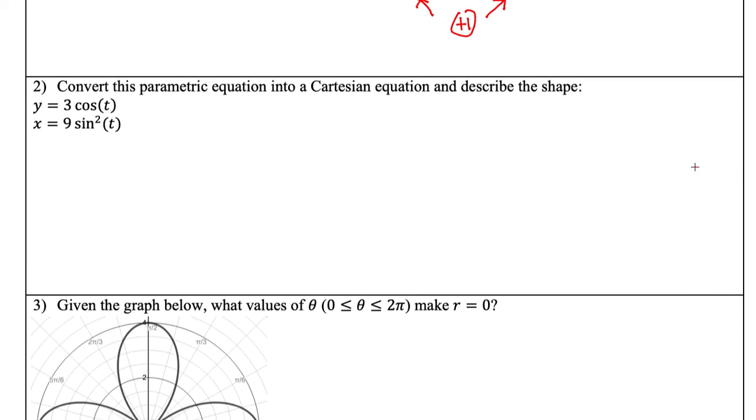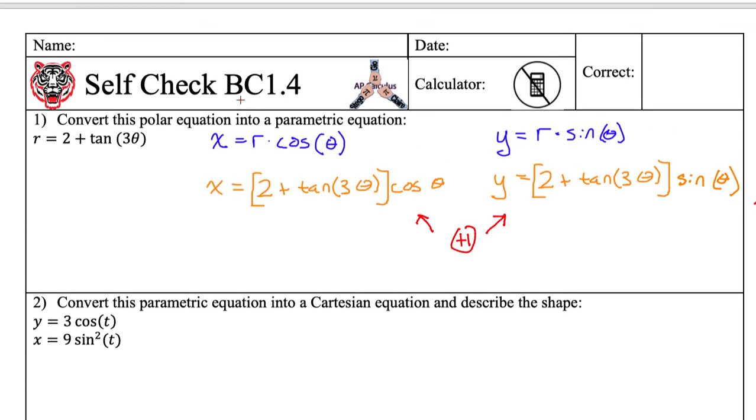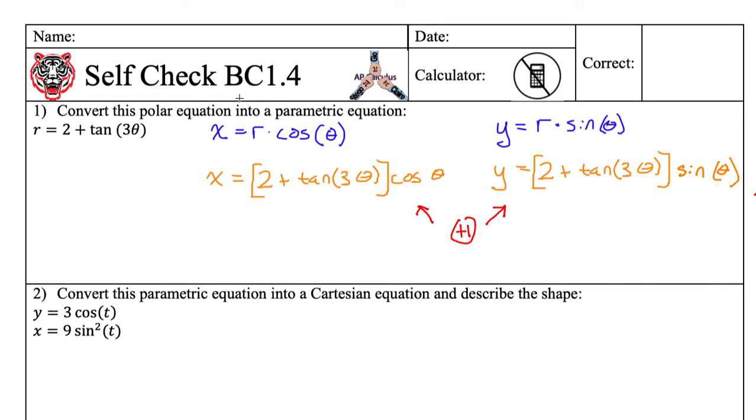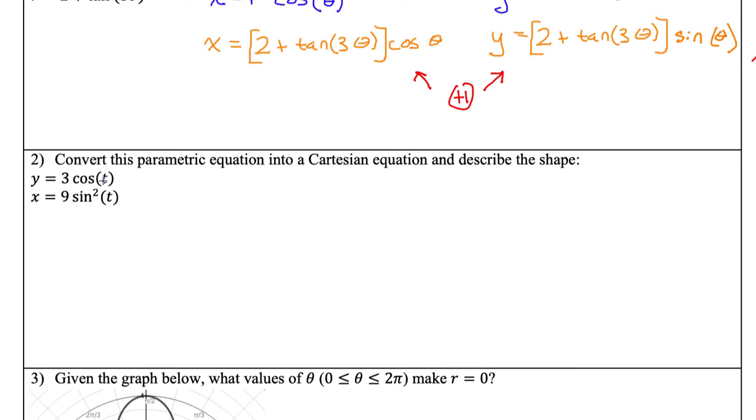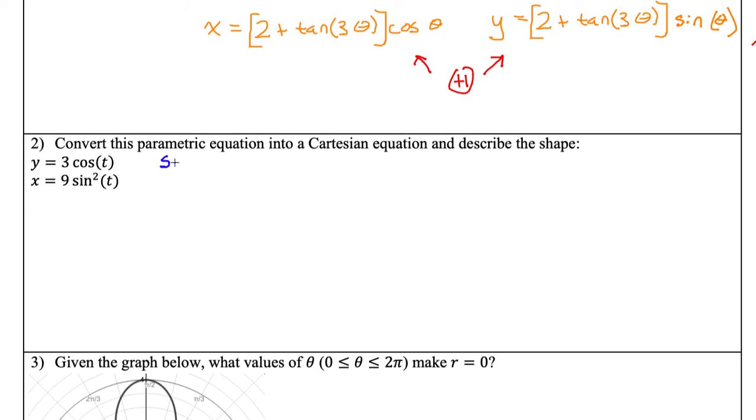Questions? All right, number 2. We need to convert to a Cartesian equation and describe its shape. I was like, wait, it already is in parametric. Okay, so from this one, I have a cosine and a sine, so I'm going to use the trig identity. The trig identity that we have to have memorized is that sine squared of theta plus cosine squared of theta is equal to 1.